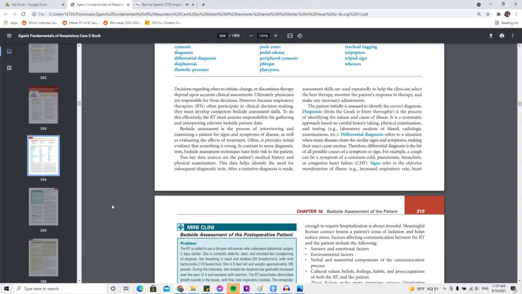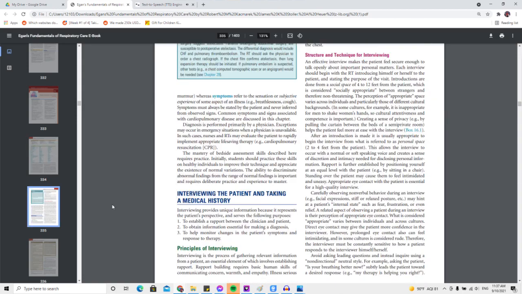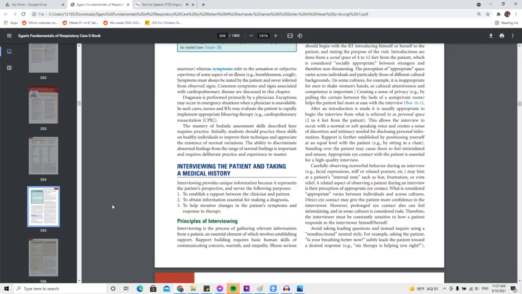Signs refer to the objective manifestation of illness, for example, increased respiratory rate, heart murmur, whereas symptoms refer to the sensation or subjective experience of some aspect of an illness, for example, breathlessness, cough. Symptoms must always be stated by the patient and never inferred from observed signs. Common symptoms and signs associated with cardiopulmonary disease are discussed in this chapter.